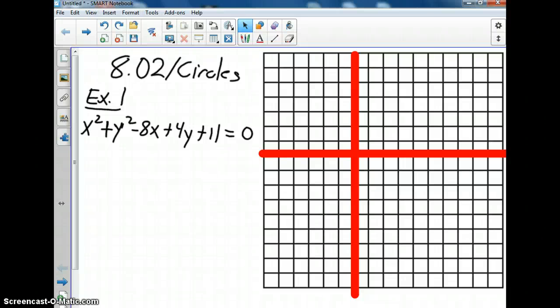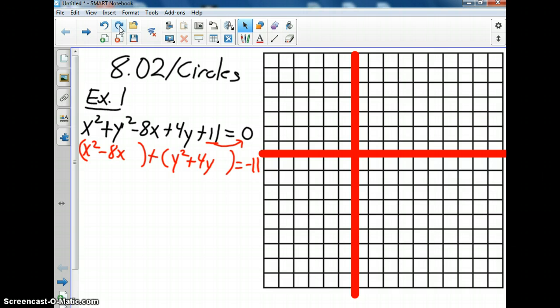Okay, so here's what you do. When you get this equation, right? Okay, you do this. X's go with X's, and Y's go with Y's. The number goes to the other side.